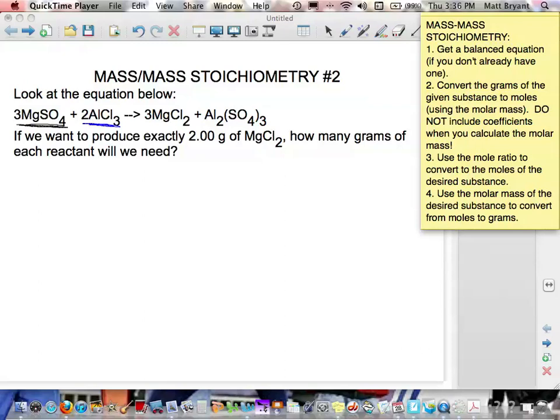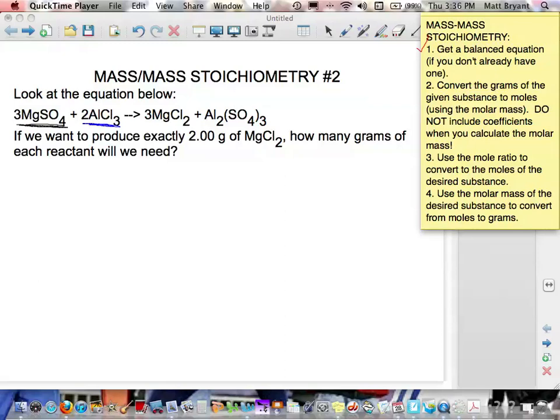So, again, if we want to produce exactly 2.00 grams of magnesium chloride, how many grams of each reactant will we need? So we're going to have to do two separate calculations here. One for magnesium sulfate, and I'll start with that, and one for aluminum chloride. So, again, let's go through the steps. When we're dealing with mass stoichiometry, first step is always to get a balanced equation. We have one, so we're going to skip that.